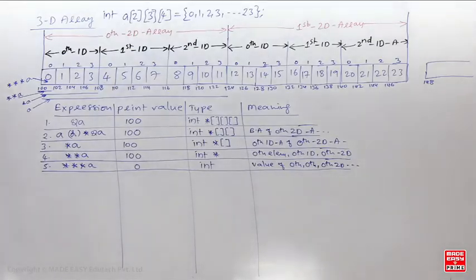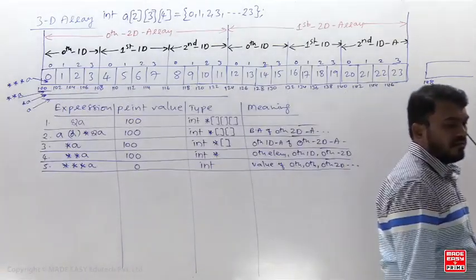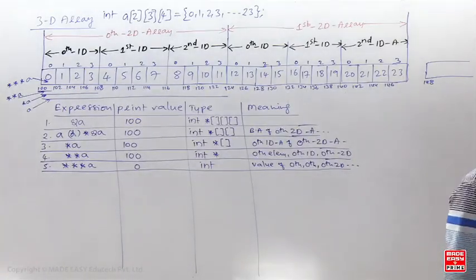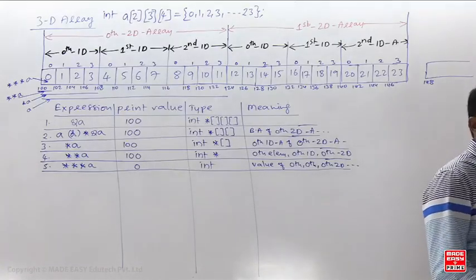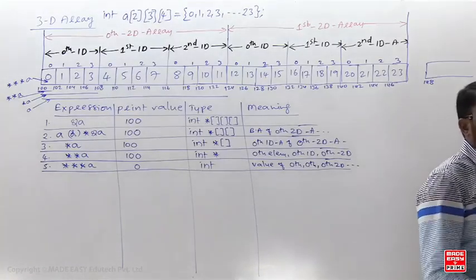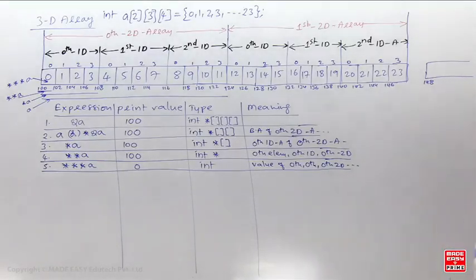Maintain the proper table. Value of the 0th element. Munib Ali, you gave the type as int star. Value means it is integer only. Why are you giving the type as int star now? Value means the type is integer.